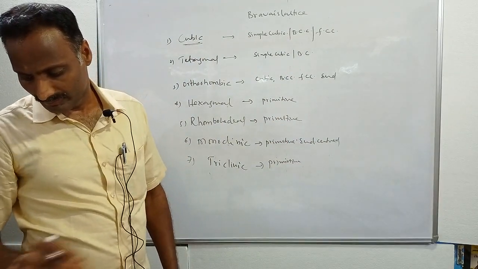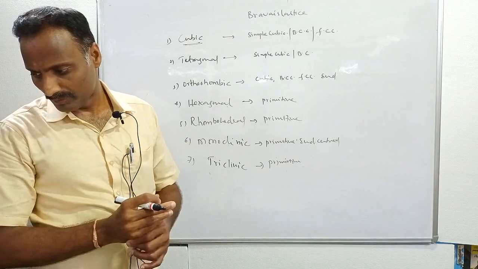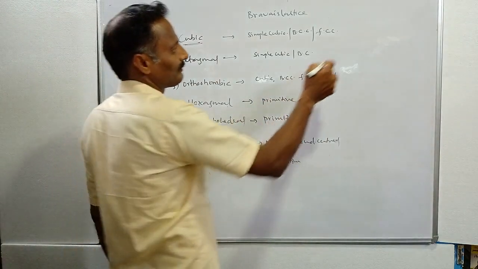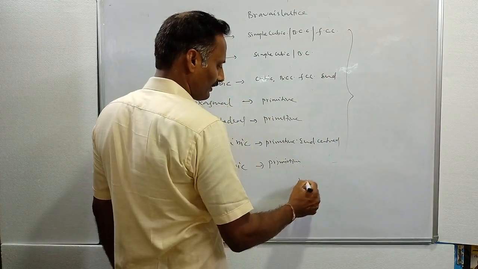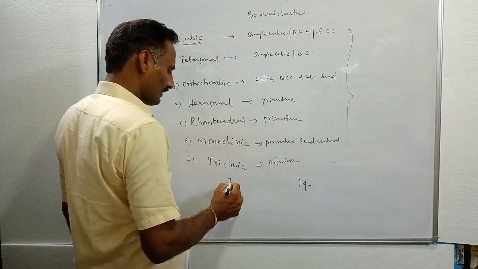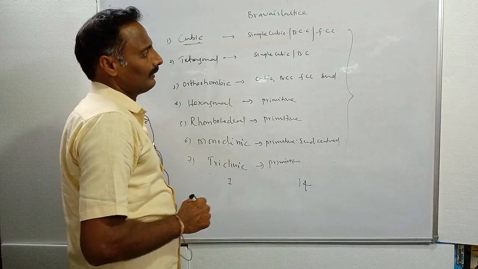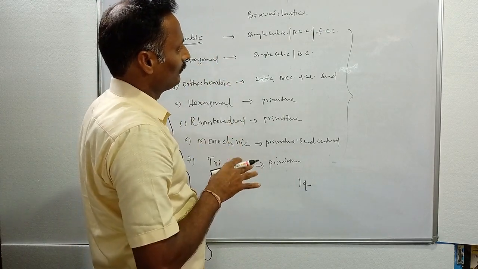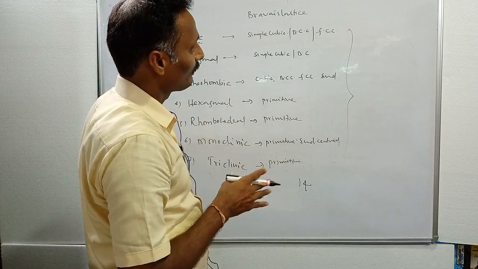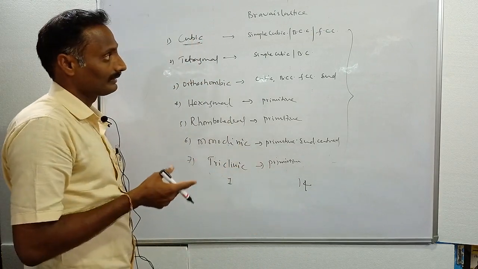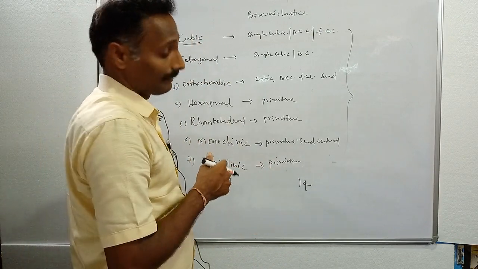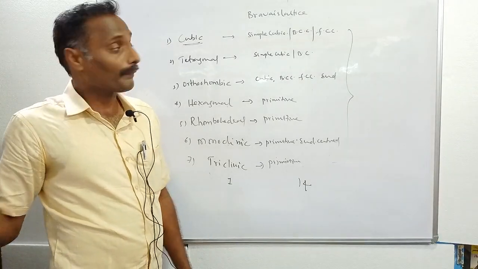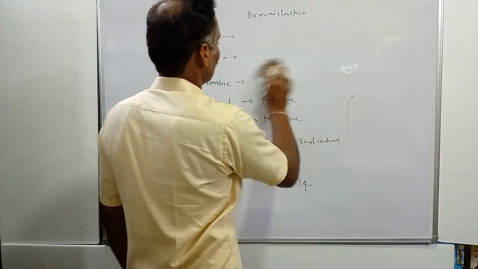This is body centered, primitive, body centered, face centered, end centered, primitive, primitive, primitive and end centered, and primitive. These are the 14 types of Bravais lattices. There are 14 types of Bravais lattices and 7 types of crystal systems. And these crystal systems have different bond angles and different edge lengths. Then we have a chart like this.